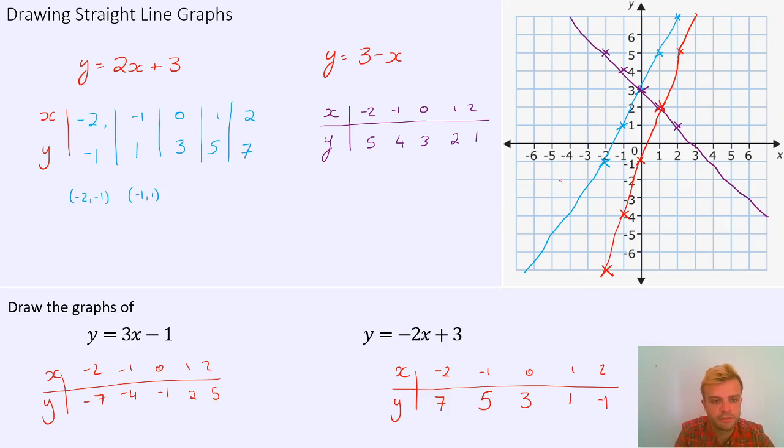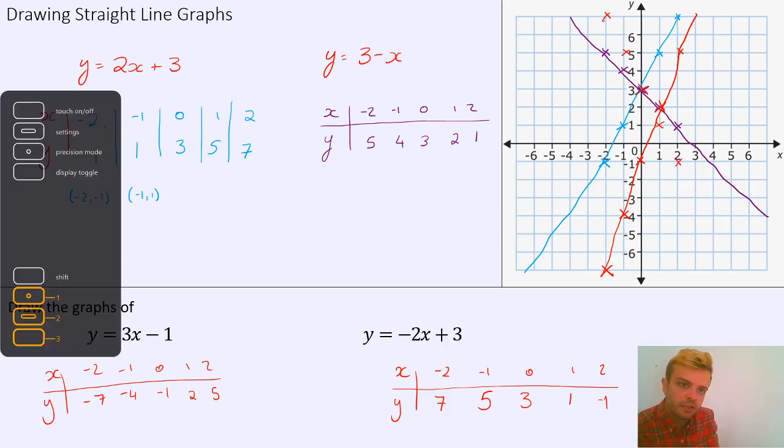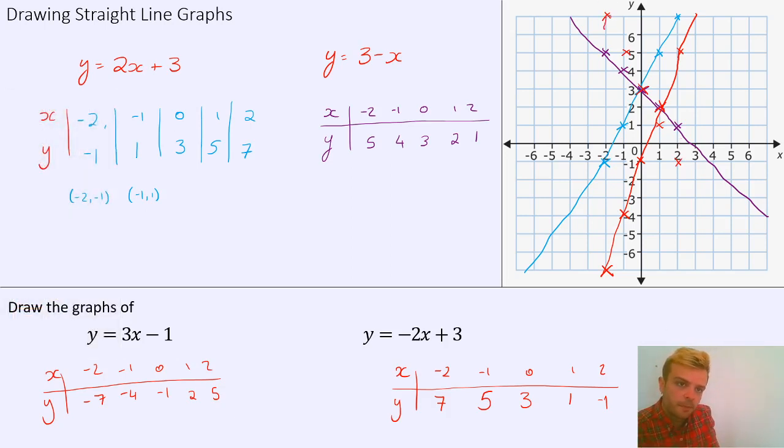So we plot those on our grid. We have -2, 7. It's up here. We have -1, 5. There. 0, 3. 1, 1. 2, -1. And for the last time, we'll join those up with a straight line. And that's our graph of y equals -2x plus 3.